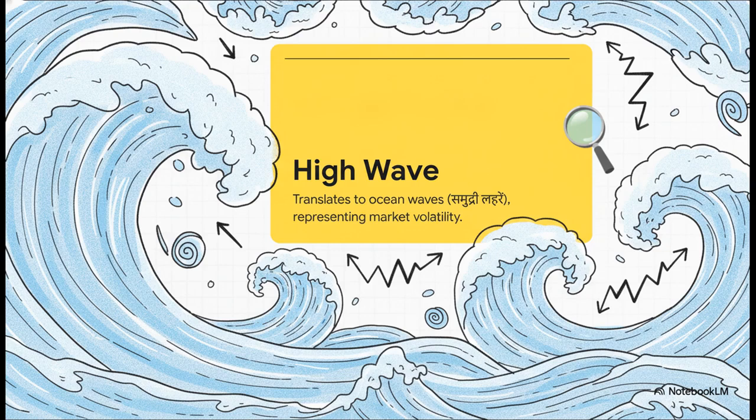So the name of this pattern comes from a really evocative and honestly incredibly fitting concept. High wave translates directly to ocean waves, or samudri layering. I want you to literally picture the ocean during a violent, totally unpredictable storm. Imagine what it feels like to be a trader caught right in the middle of those crashing waves, just experiencing these wild, aggressive price swings whipping back and forth. That storm perfectly captures the turbulent, volatile market forces you're looking at when this specific pattern forms.